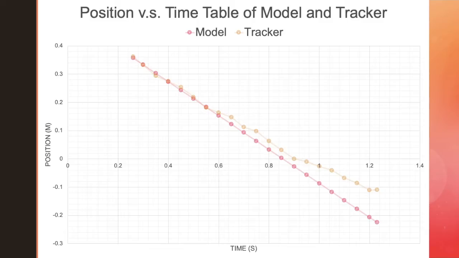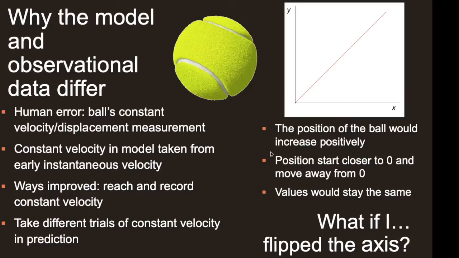So when we put these two together, we can better see what it looks like with the model and the Tracker. The computational model, which is pictured in red, is a straight shot down with a constant velocity. However, the Tracker, which is placed in yellow, isn't exactly the same. While it starts off with a constant velocity, it appears to slow down. So why do the model and observational data differ?